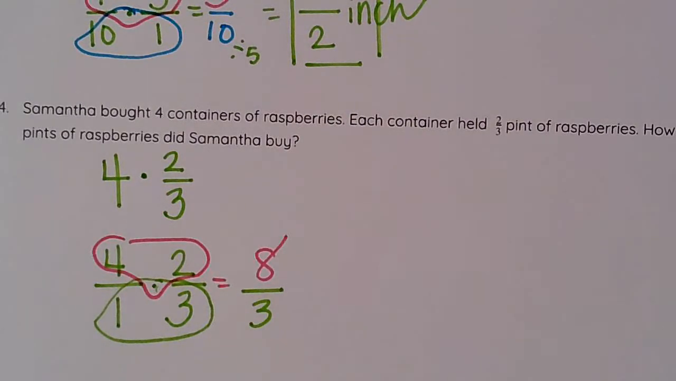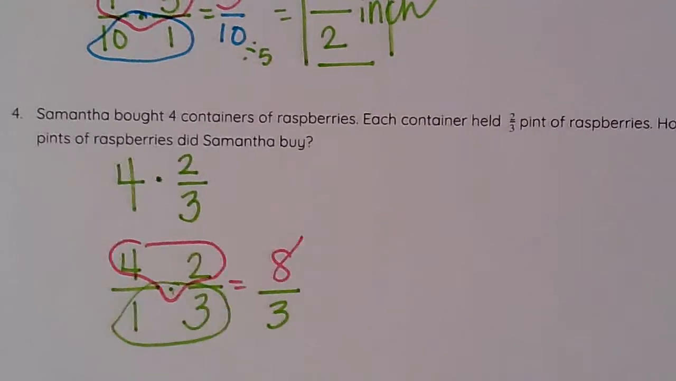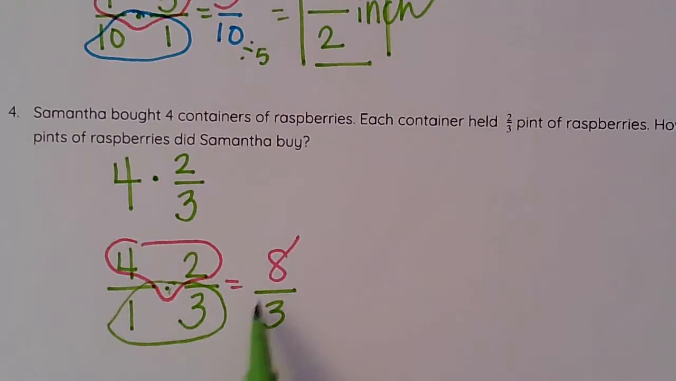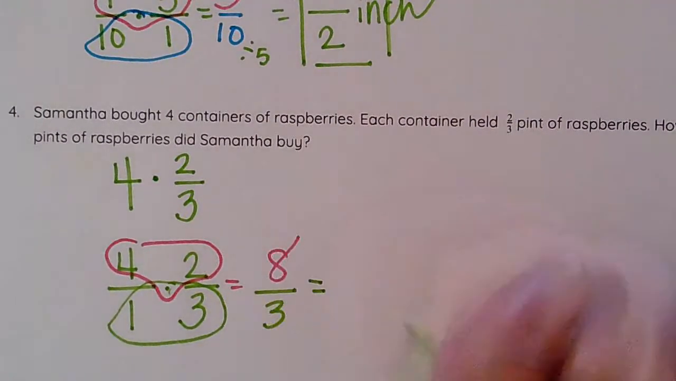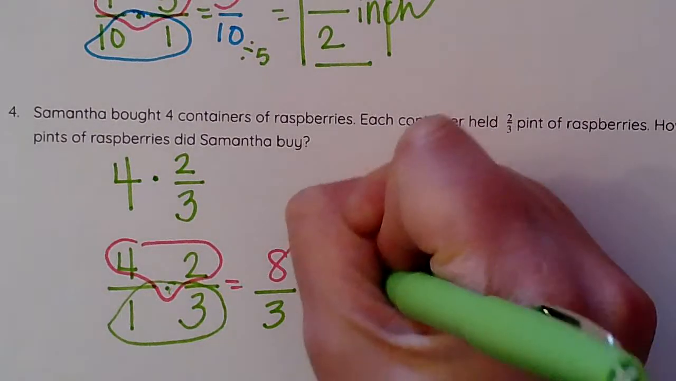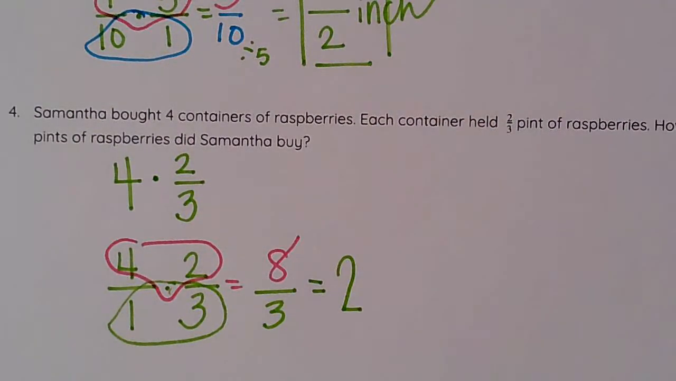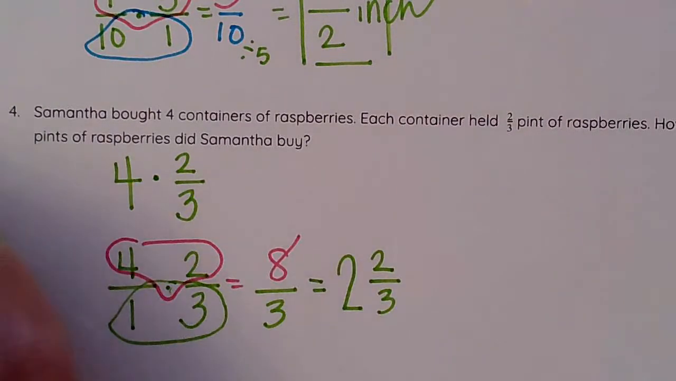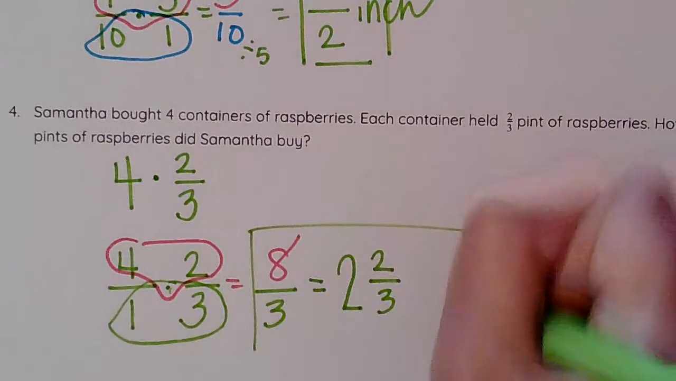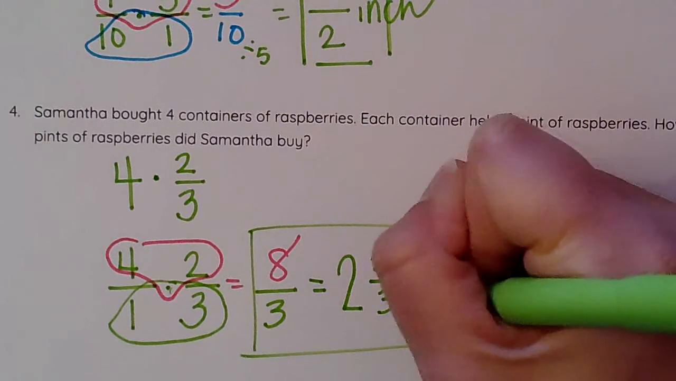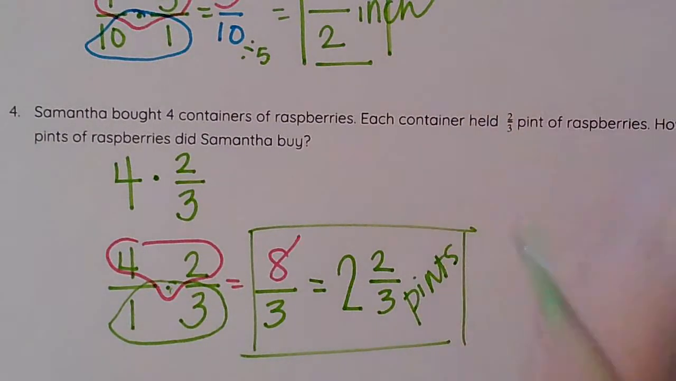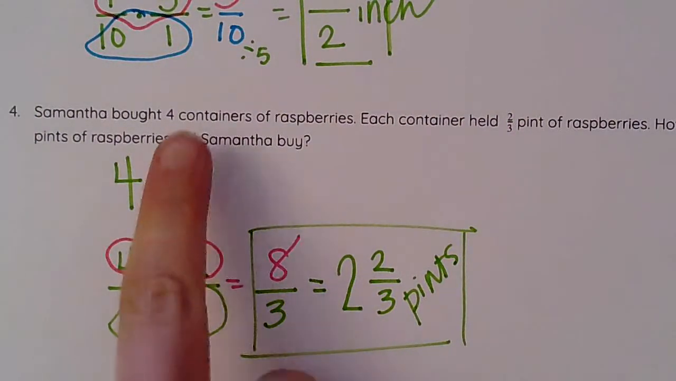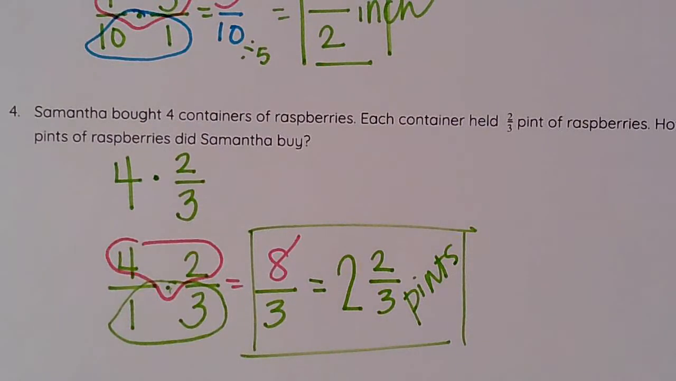Now, this is an improper fraction since my numerator is larger. So I see how many times 3 goes into 8. Well, 3, 6, that goes in 2 times. 7, 8, there are 2 left over. My denominator stays the same. So I have a total of 2 2/3 pints of raspberries among my 4 containers.